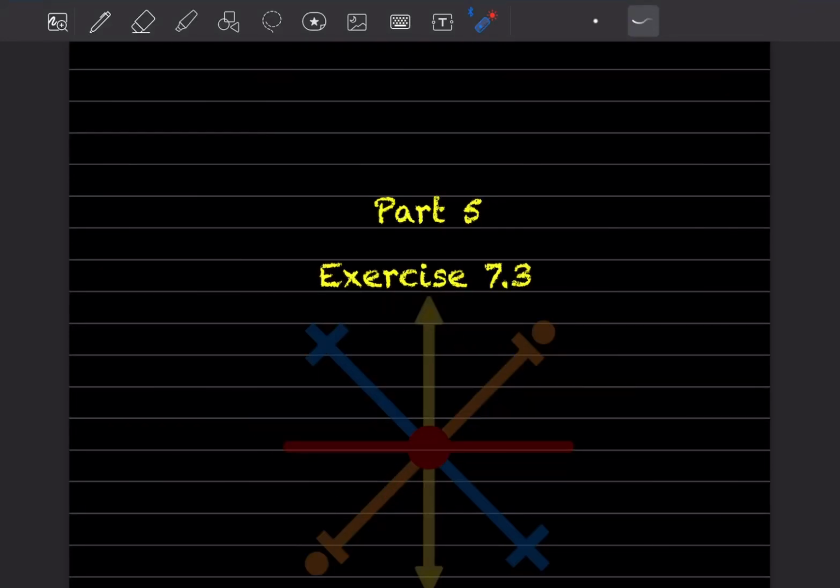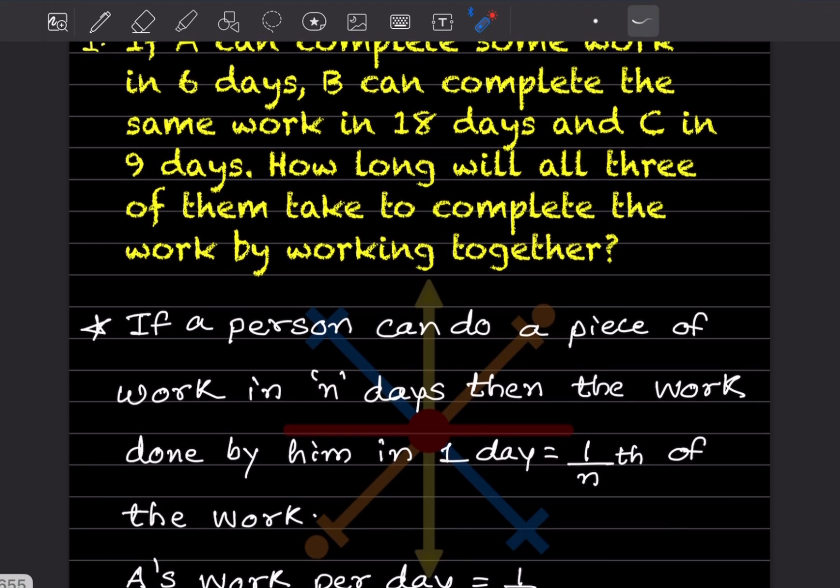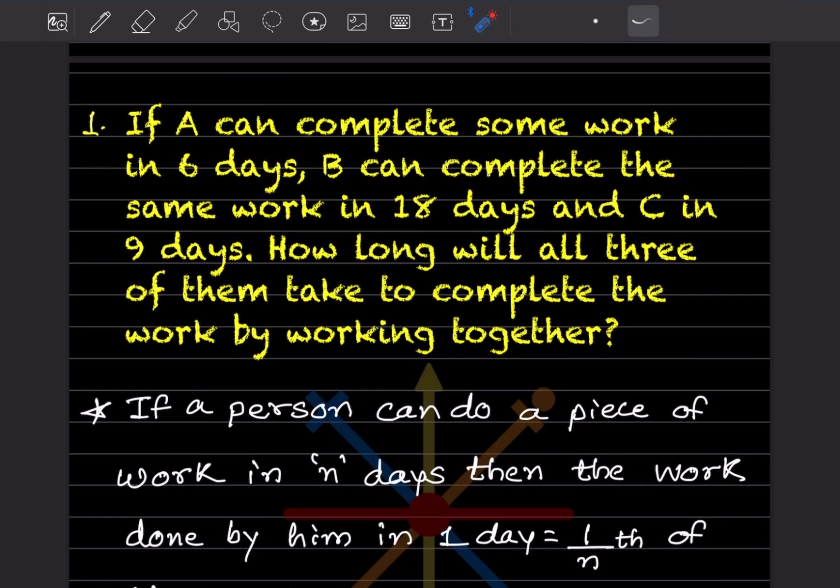So today we'll do part 5 and we'll see exercise 7.3. If A can complete some work in 6 days, B can complete the same work in 18 days and C in 9 days, how long will all three of them take to complete the work by working together?